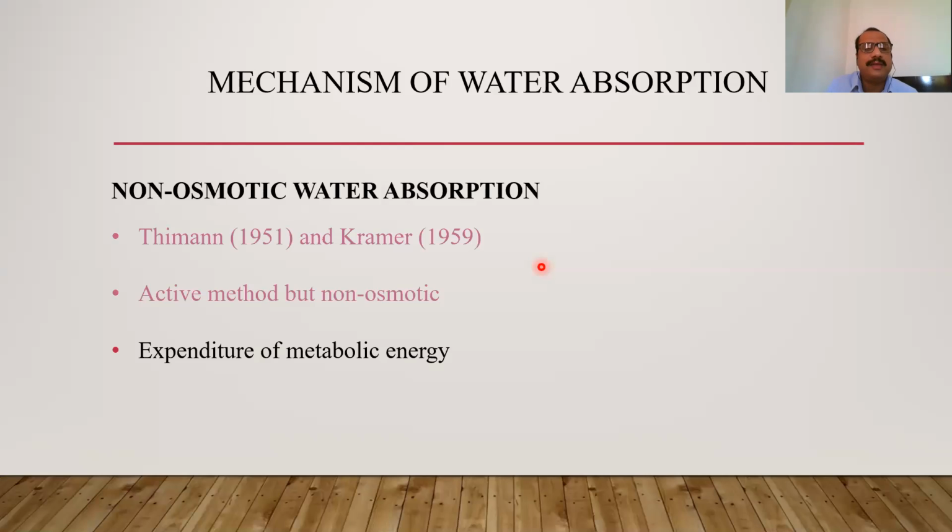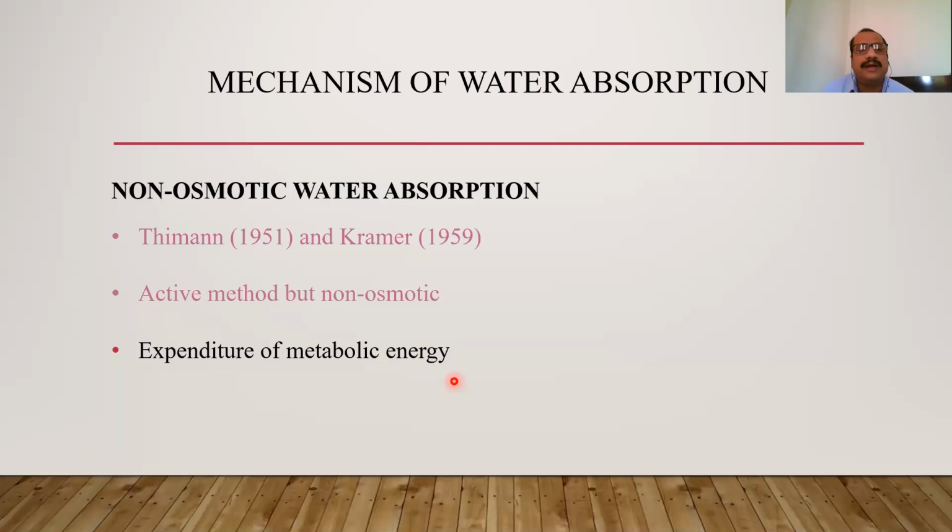And as the method is active, according to them, there is involvement of energy. Energy is required to perform the function of water absorption. There is expenditure of metabolic energy. But how actually this energy is utilized by plants for performing the function of water absorption is not well explained by these scientists. It is not well explained by this theory of water absorption.